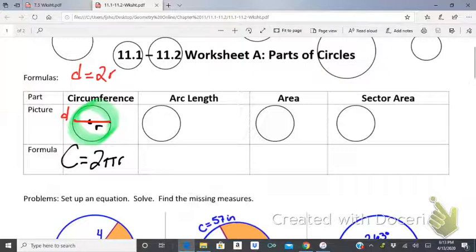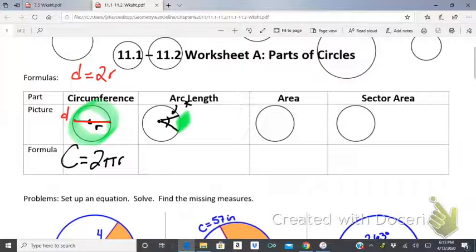Arc length is given by something that looks like this. I have a point in the middle, so pretend that's the middle of the circle. Arc length is specifically saying the length of that little piece of the circle right there. So the arc length is that little tiny piece of a circle. Now when we look at this, it's specifically going to give us an angle in the middle of the circle.